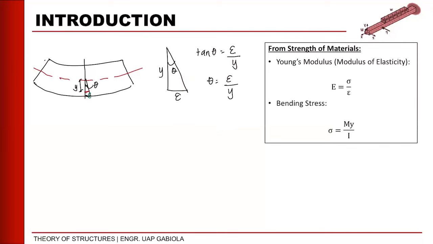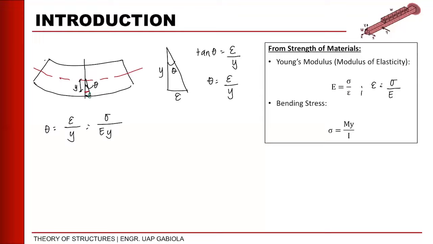And we can see that for strain, if we look at the equation for Young's modulus, the modulus of elasticity, that is the ratio of stress over strain from our stress-strain diagram. So, strain is equal to stress over modulus of elasticity. So, we have theta equal to strain over y. And then we substitute sigma over E and y.